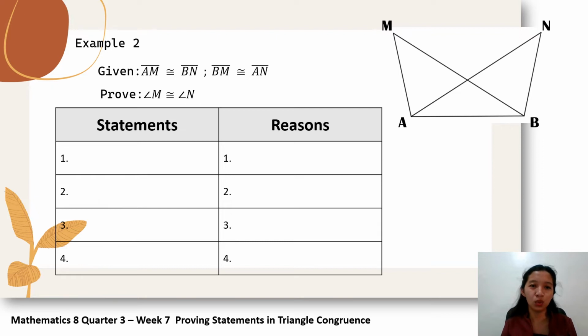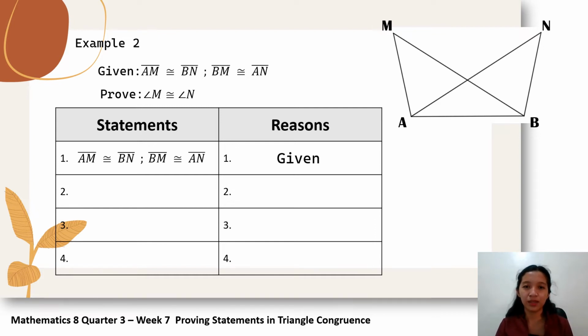Our example number 2, and here is our given. Line AM is congruent to line BN. Line BM is congruent to line AN. And what we need to prove is that angle M is congruent to angle N. So let's put first, always remember that the first thing to do is to put the given in our statements and reasons column. Given. And let's put markings on the figures to show where the congruent parts are.